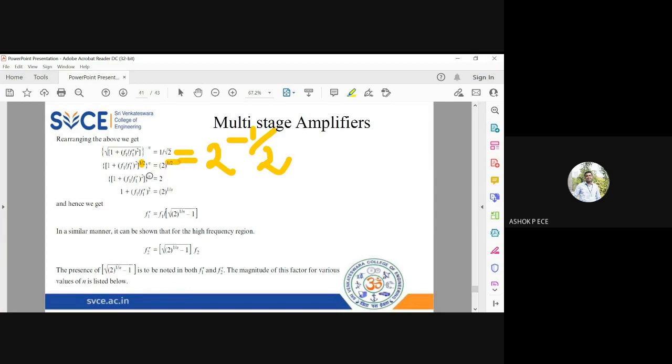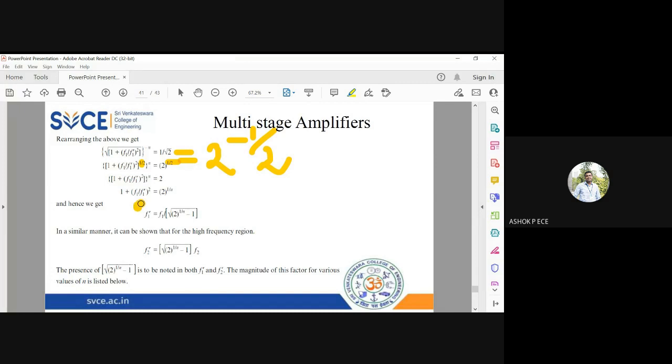When you have n on this side and take it to the other side, it is the nth root, right? So when you take it to the other side, it becomes 1 by n. From this I can bring this 1 to the other side, so 2 power 1 by n minus 1. Then take square root on both sides, root of 2 power 1 by n minus 1. Then find what f1 dash is equal to. So f1 dash equal to f1 divided by square root of 2 power 1 by n minus 1.